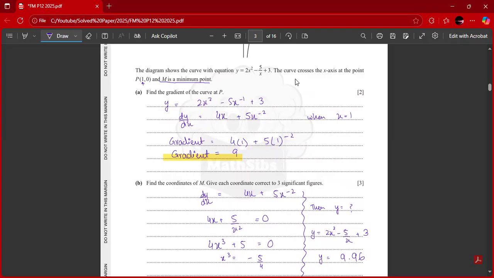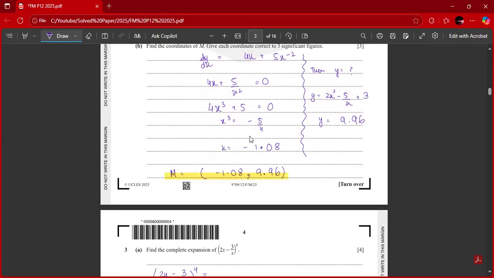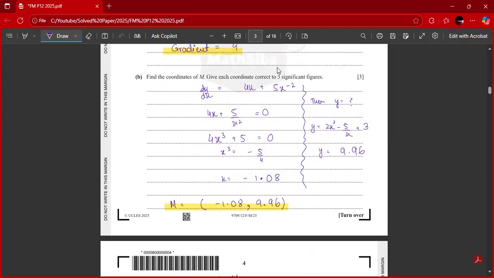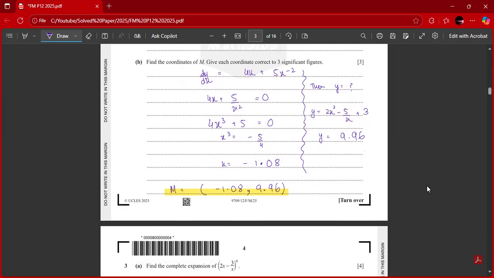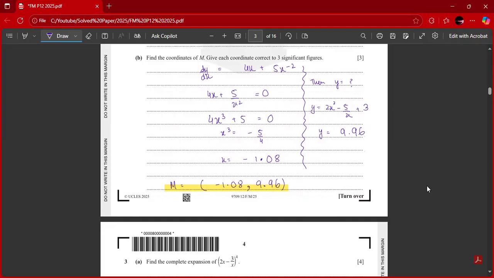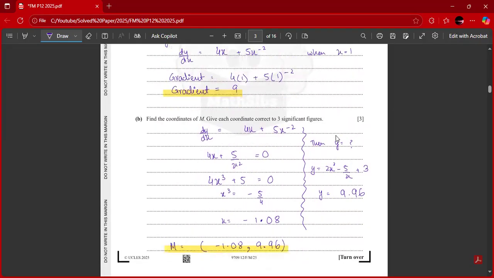Now taking this derivative and solving it, we get x cubed equal to minus 5 over 4. x is equal to minus 1.08, because it's written clearly 3 significant figures. There's a difference between 3 significant figures and 3 decimal places, so please read the questions properly. Then we need to find y. I've seen many students making mistakes at this point when you're supposed to find y. They put this value of x in the derivative again, and I don't know what they do.